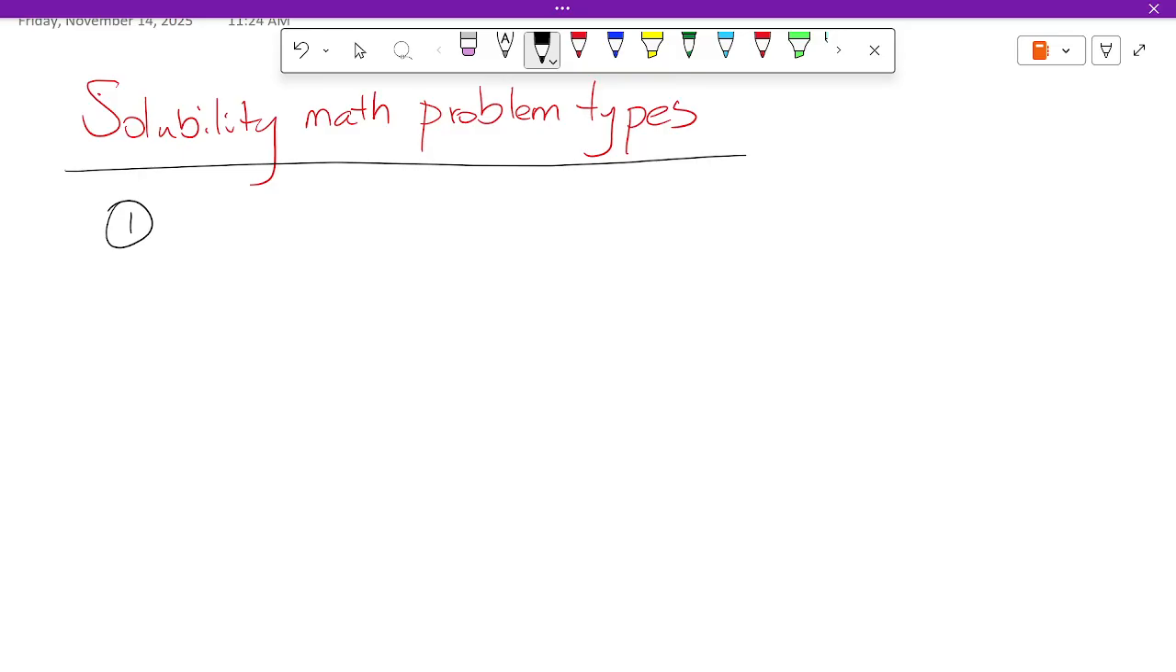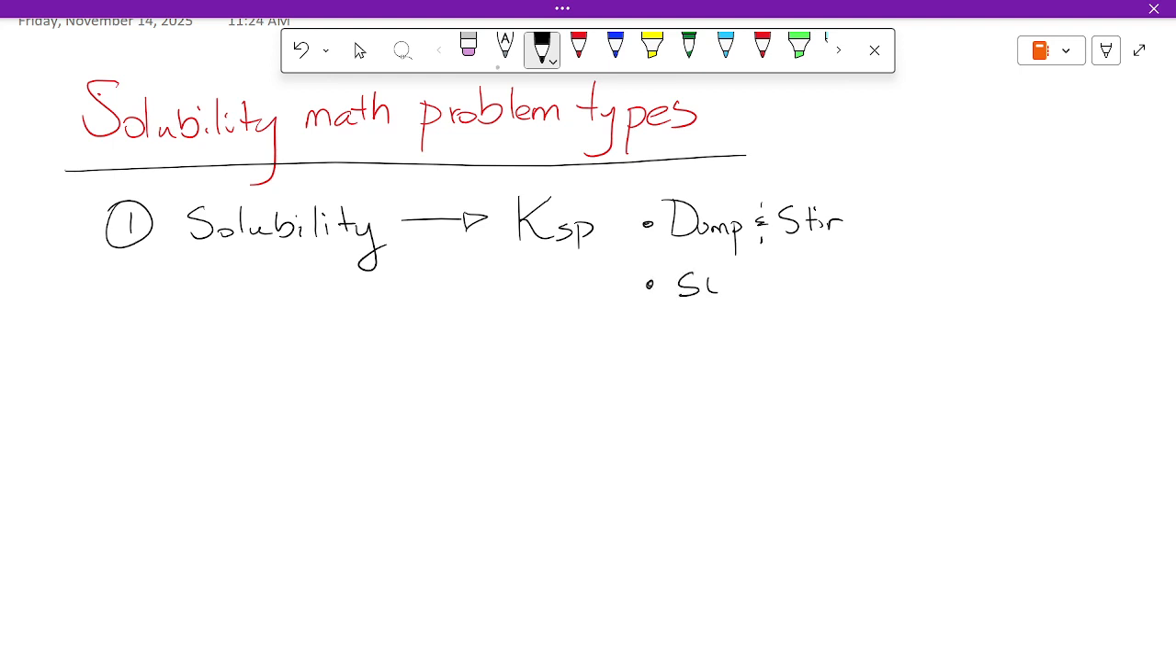First one, solubility. If I give you the solubility, what can you calculate? You can find the KSP. This type of problem is a dump and stir. And the tools you will use are the solubility equilibrium equation and KSP.